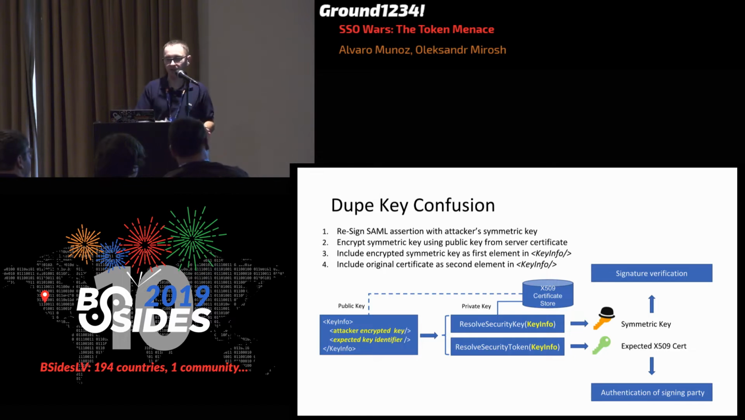So we can use a symmetric key for signature calculation. After that, we can encrypt this key using the public key from the server certificate and put the encrypted key identifier clause in the first place. After that, we will put our expected certificate. So ResolveSecurityKey will return our symmetric key, and we will pass signature value verification. But ResolveSecurityToken doesn't work with encrypted key identifier clause, so it just skips it and will take the second element from key info, and it represents the expected signing party. So we will pass authentication of the signing party as well.